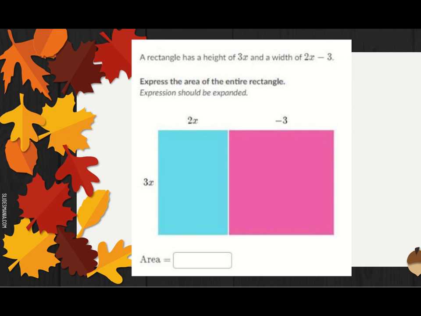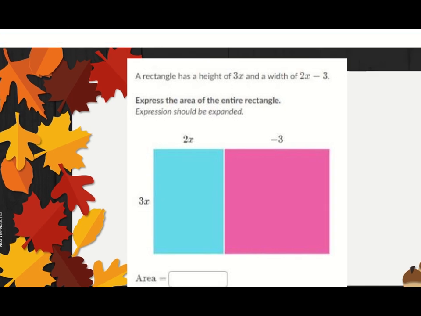So this says a rectangle has a height of 3x and a width of 2x minus 3. Express the area of the entire rectangle. So essentially we're just taking 3x times 2x minus 3, and we've got this area model set up nicely for us to go ahead and multiply. So what I'm going to do is I'm going to take 3x times 2x. So 3 times 2 is going to give us 6.